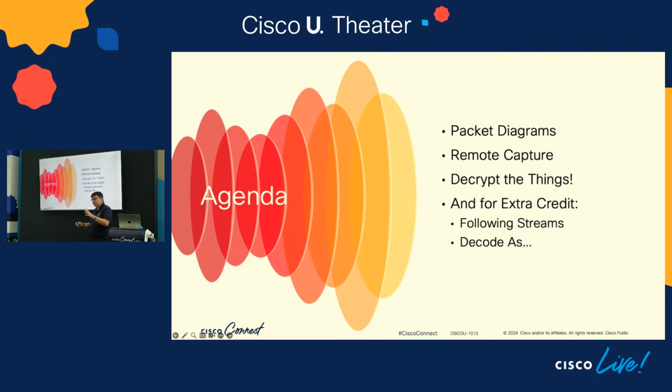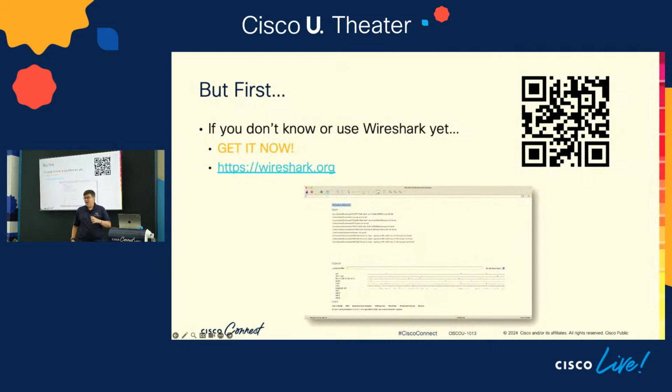And because we had to trim the timing down, I have some extra credit in here, and I'm going to give you access to these slides, so you'll be able to look at some of this information later on as well. If you're not already using Wireshark, here's the QR code. You can scan that. That'll take you over to wireshark.org. You'll be able to download it, and you'll be able to do everything we're doing here.